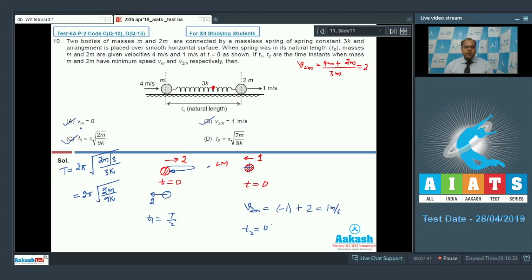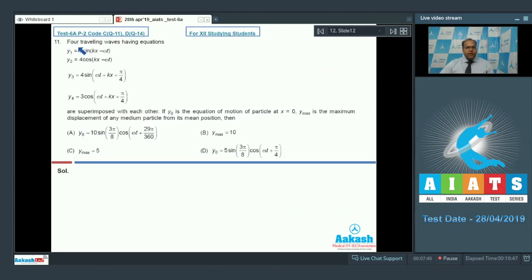Let's move to question number 11. In question number 11, four traveling waves having equations y1, y2, y3 and y4 are superimposed with each other. If y0 is the equation of motion of the particle at x equal to 0 and ymax is the maximum displacement of any medium particle from its mean position, then we have to find out the values of y0 and ymax.